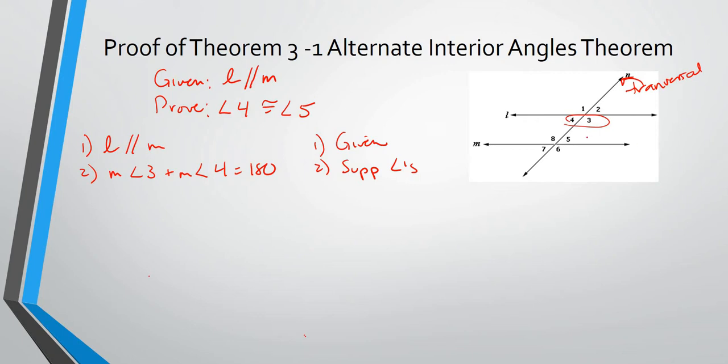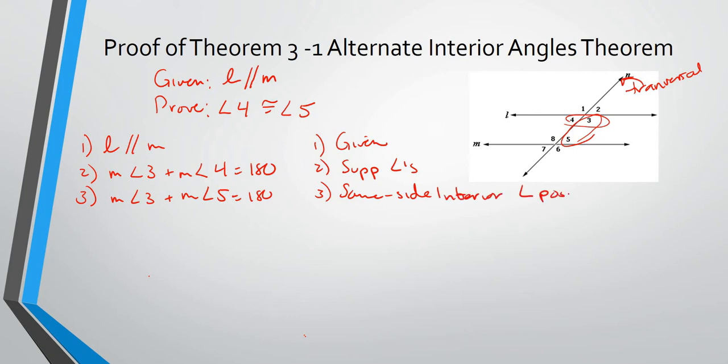And then I'm going to say that 3 and 5, measure of angle 3 plus measure of angle 5 is 180, and I can do that by the same side interior angle postulate that we just said a minute ago. So I've got two pairs of angles, one a linear pair and one same side interiors, that add up to 180.